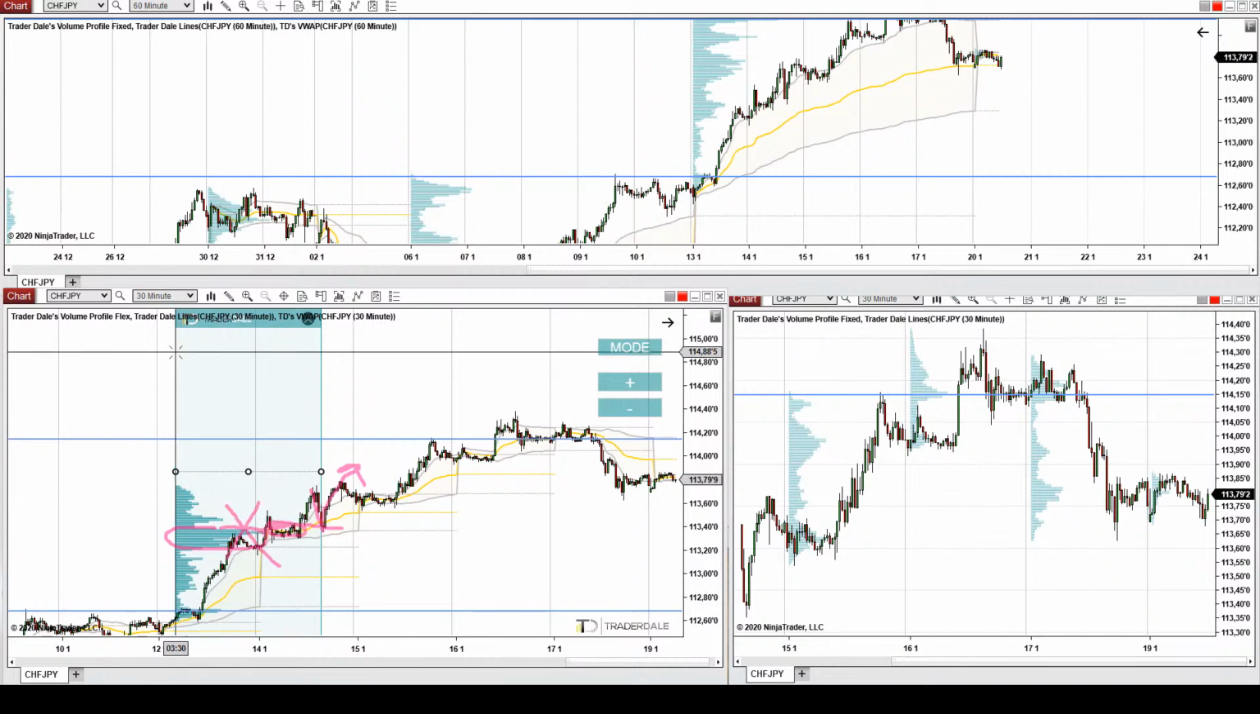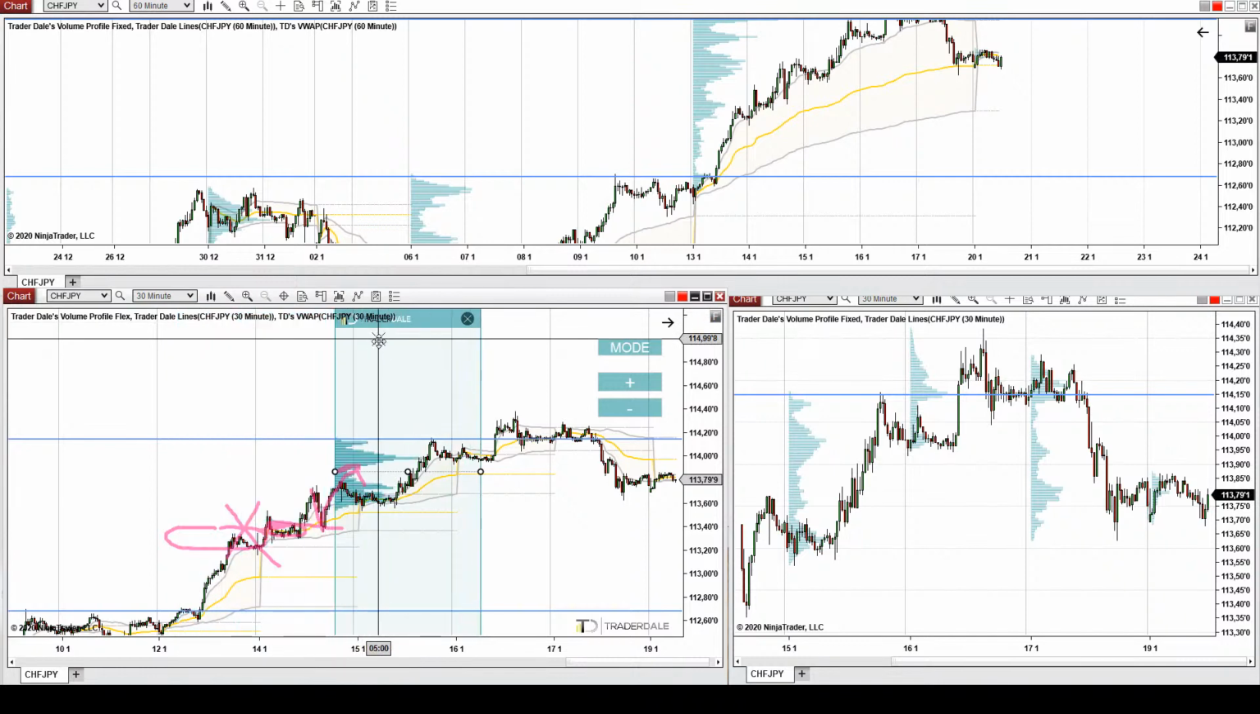Also, there were pretty heavy volumes created in here. This was the reaction. Also, in here, this was the reaction which came a little bit before the heavy volume cluster, but still those two levels are tested, they are spent.